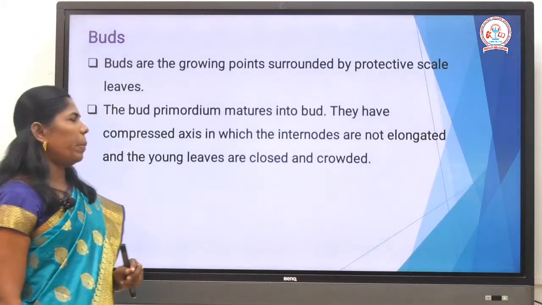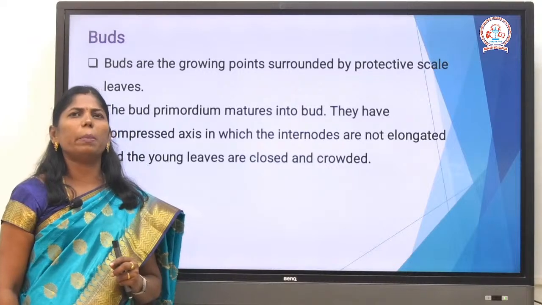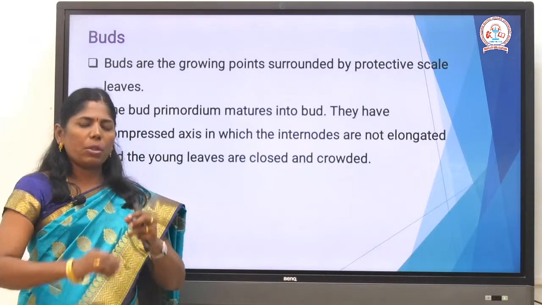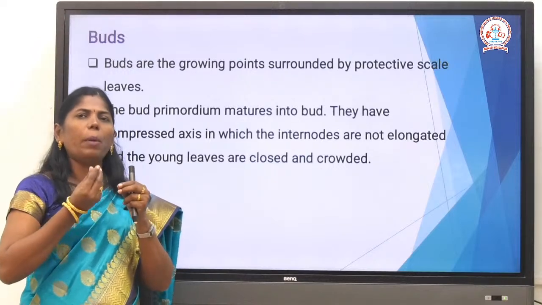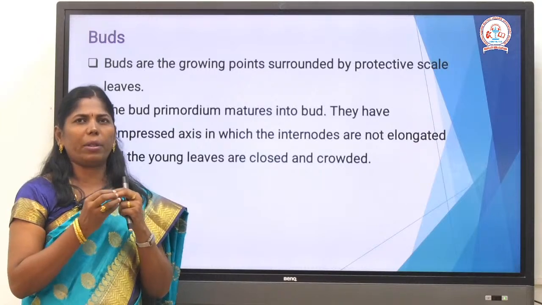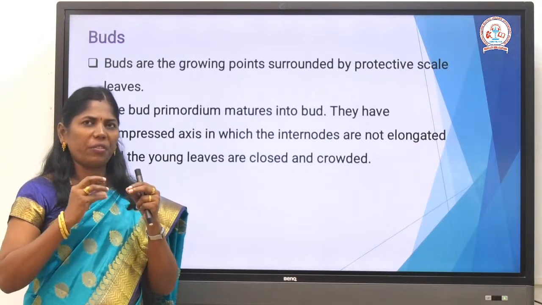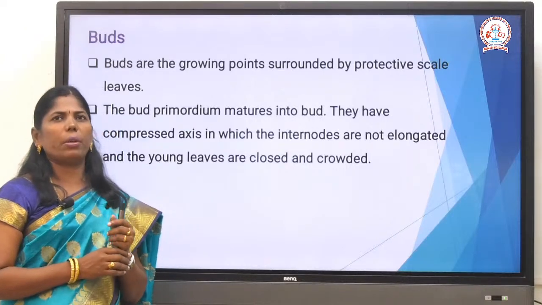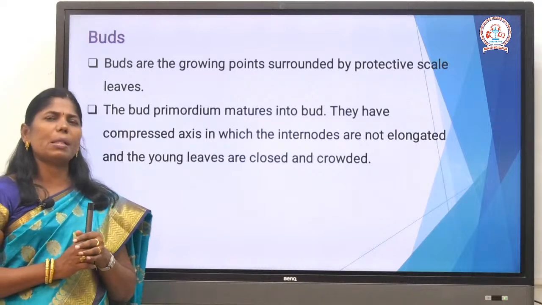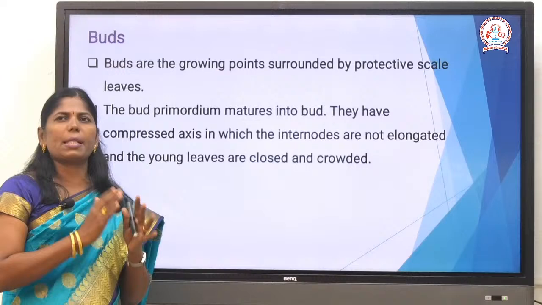So next we are going to see the buds. Okay, so what are buds? Any young organ is considered a bud. The buds are the growing points surrounded by protective scale leaves. Actually, when the bud is formed, it is protected by scaly leaves. It may be a calyx. Okay, the calyx is used to protect the flower in the bud condition. Okay, the bud primordium matures to a bud. Okay, primordium means cell division is not completed. Actually, cell division takes place there.